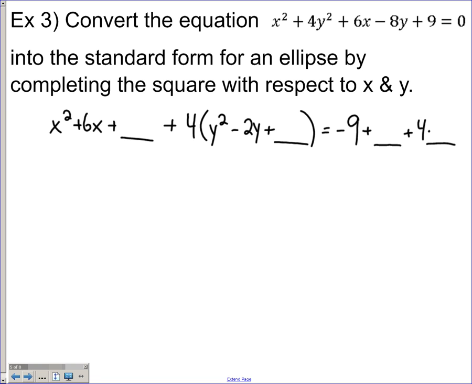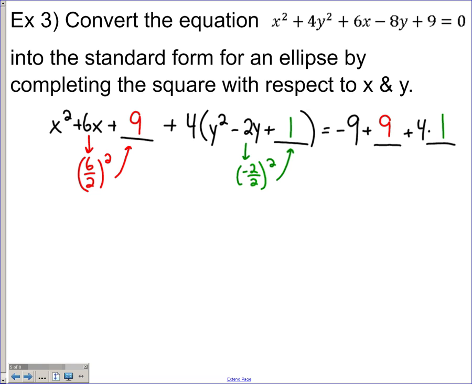Okay, so I'll do the work for x in red. We're going to take 6 divided by 2, and we're going to square it. That's 3 squared, which is 9. So I'm going to put a 9 in that first blank. Now for y, I'm going to take negative 2. I'm going to divide it by 2 and square it. I get negative 1 squared is positive 1. So I'm going to put a positive 1 in both of those blanks that go with y.